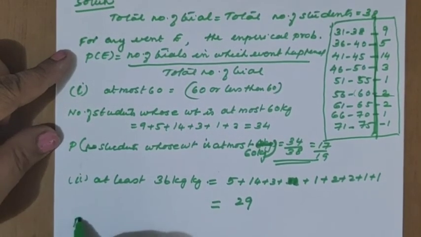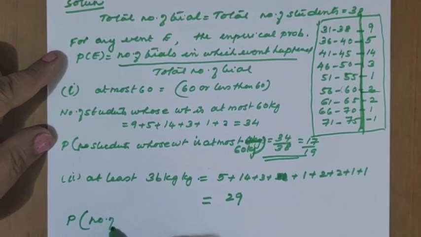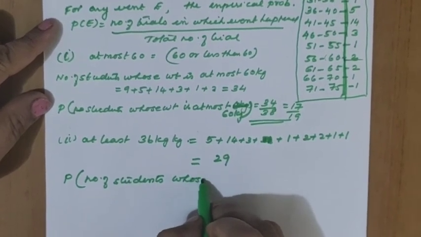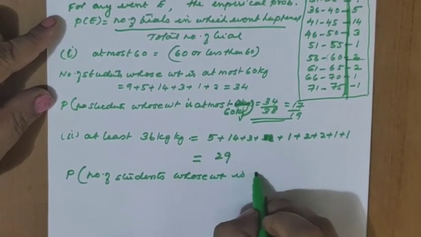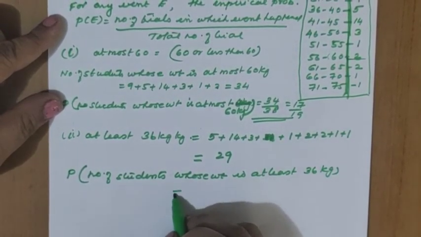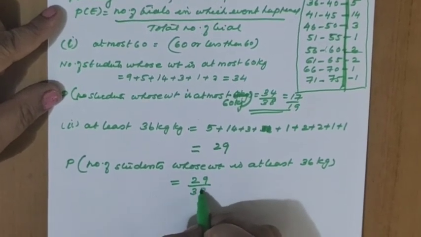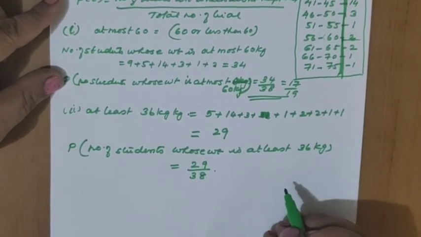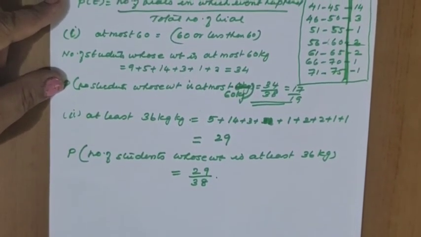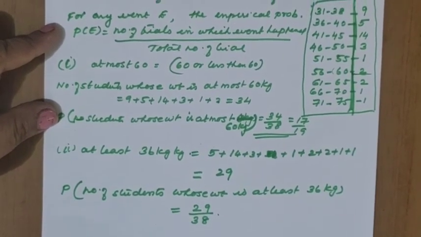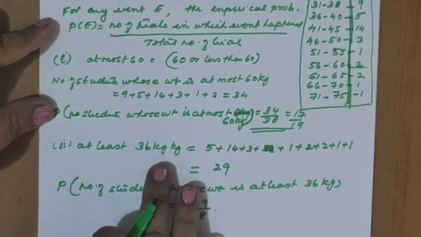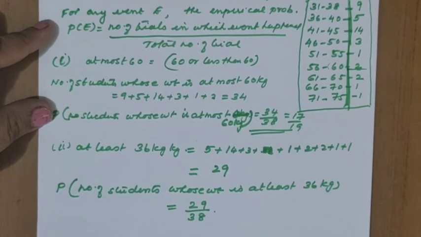Now what should we write? P, number of students whose weight is at least 36 kg, equal to 29 divided by 38. So we got the answer here. What was the previous question? It was at most 60. That means the maximum is 60 and less than 60 is possible. Here, the number of students at least 36 kg means 36 and more than 36.